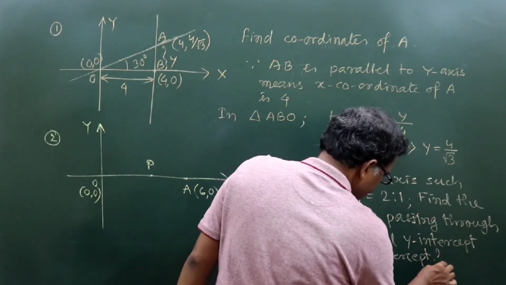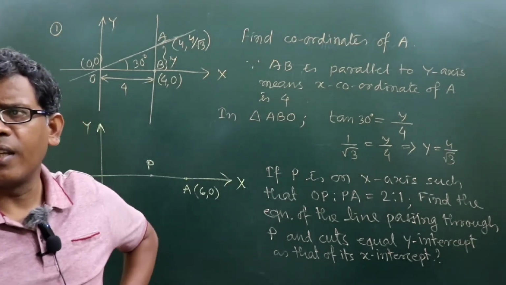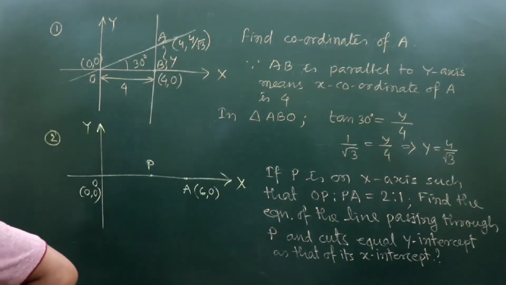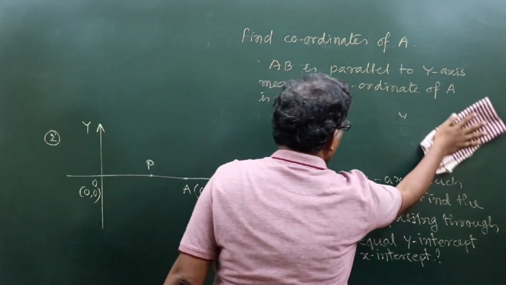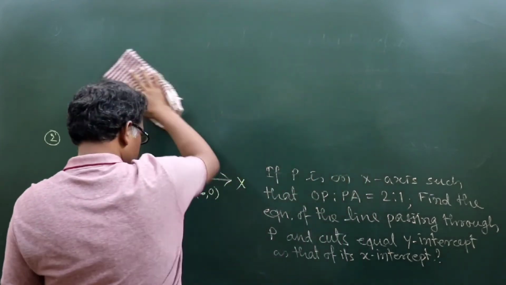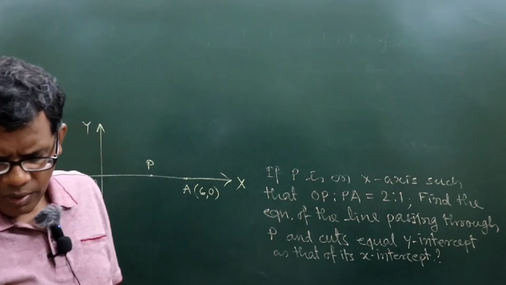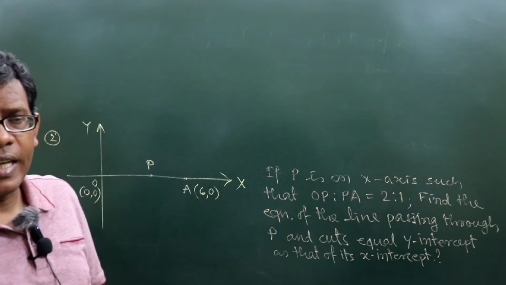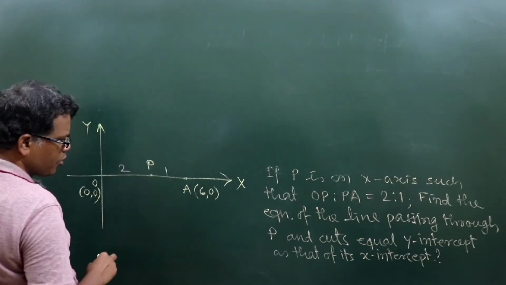I hope you understand the terms x-intercept and y-intercept. I discussed them in the last class. I explained about the x-intercept and y-intercept of a line, right? I haven't got any reply from you till now. First of all, we should confirm the coordinates of the point P, as it is said that point P divides OA in the 2:1 ratio.